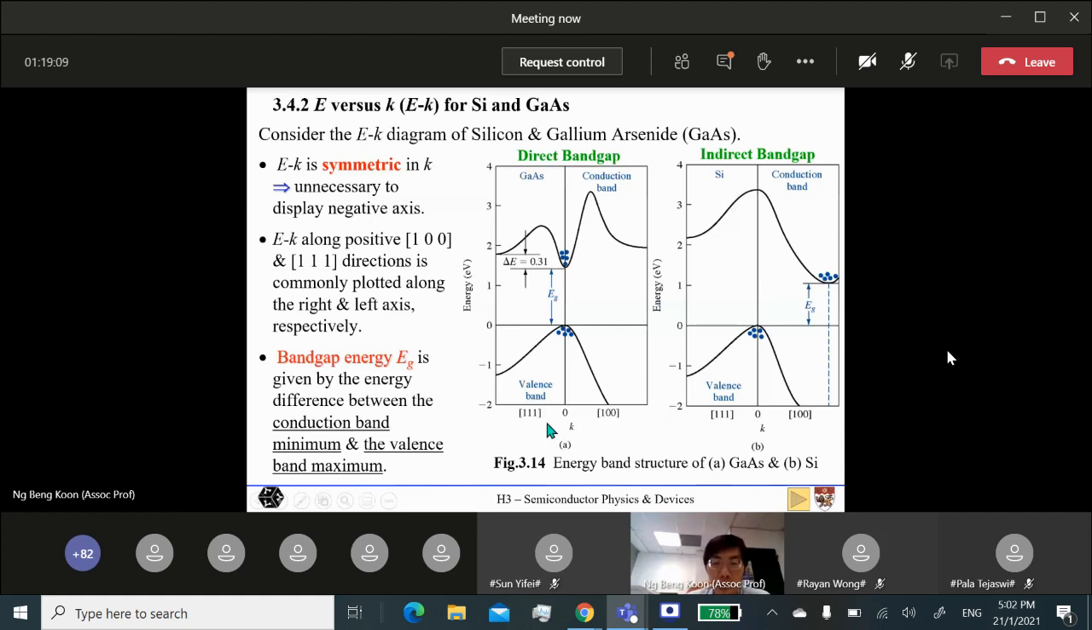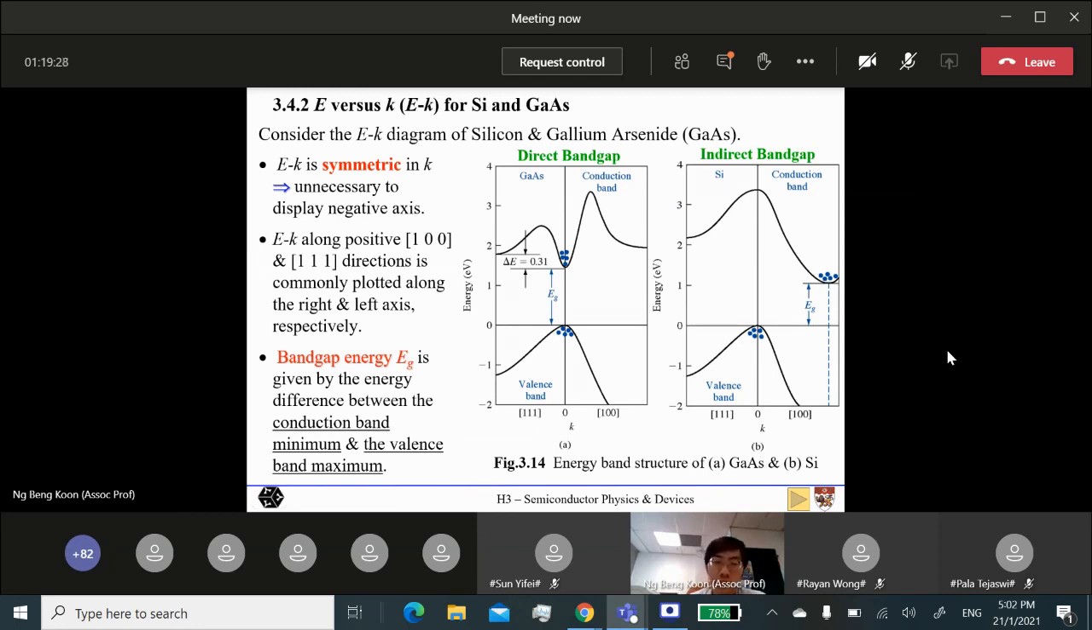Here we just show two directions, the 100 and the 111 direction. So that's typically what is being shown for an E-k diagram. Now, based on this E-k diagram, we can actually define semiconductors into two different categories.